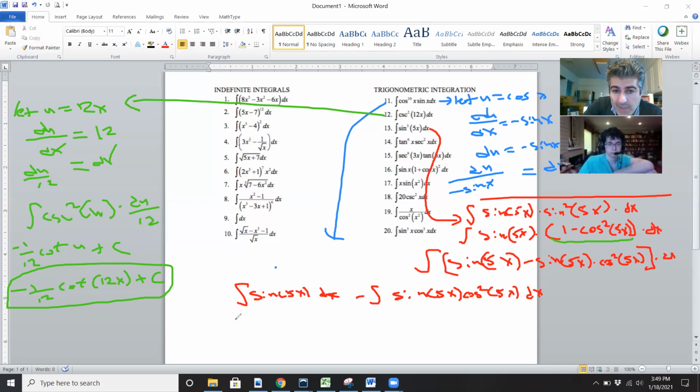You could do that on its own. That's just negative cosine 5x and just divide by 5. So it's kind of like a reverse chain rule. You could just do that. And don't worry about plus c because we're going to do it at the end. Here, you're going to do a u sub. That's a mistake I made earlier. So you let u equal cosine squared.